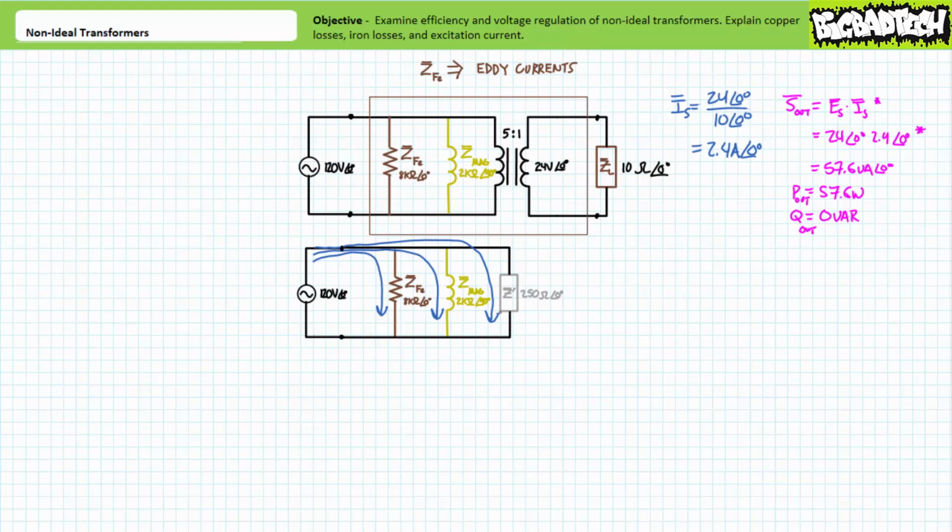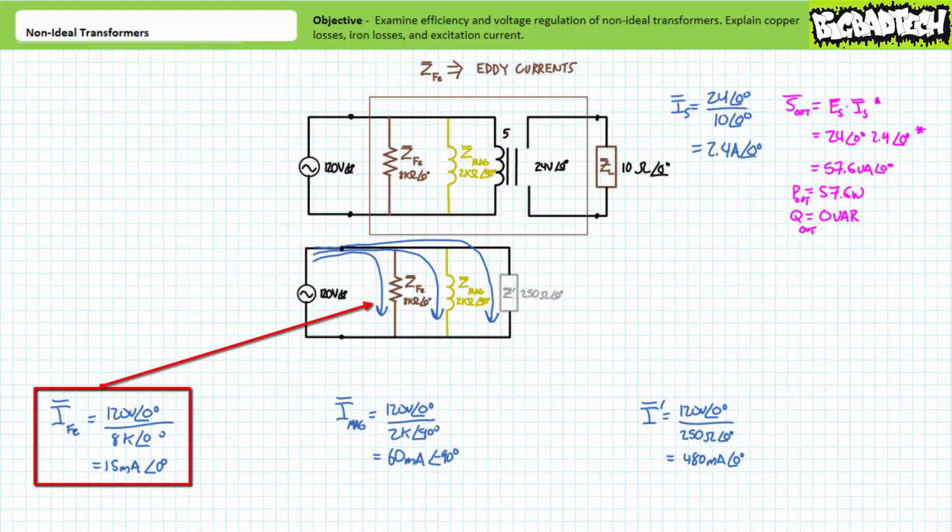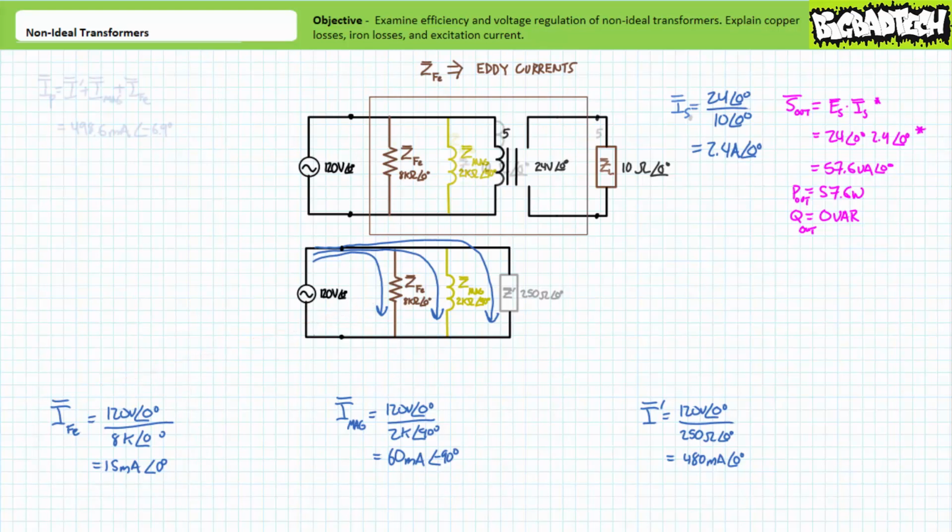Given voltage across elements in parallel is the same, the reflected impedance, the inductor accounting for magnetizing current and hysteresis, and the resistor accounting for iron losses associated with eddy currents will all experience a 120 volt differential. Ohm's law demonstrates that the reflected impedance will draw 480 milliamperes of current at an angle of 0 degrees. The 2 kilo ohm inductor will draw 60 milliamperes of current at an angle of negative 90 degrees, and the 8 kilo ohm resistor will draw 15 milliamperes of current at an angle of 0 degrees.